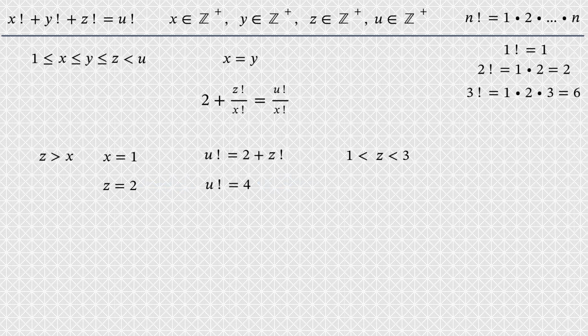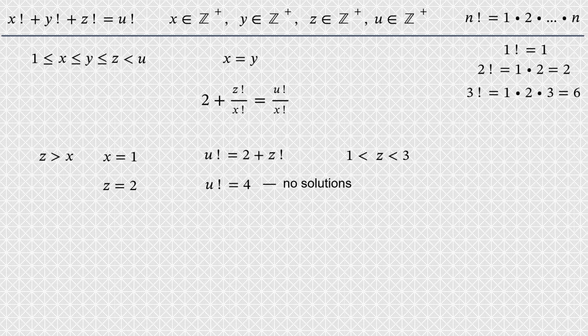Can we get the value for u? We see that 2 factorial is 2, while 3 factorial is already 6. So the following factorial values will be greater than 6. Therefore, the equation u factorial equals 4 has no solutions.